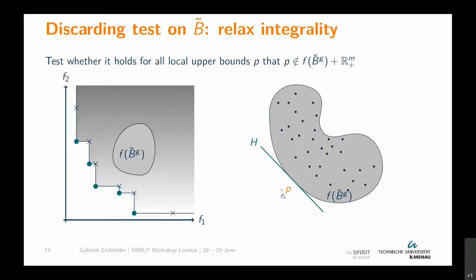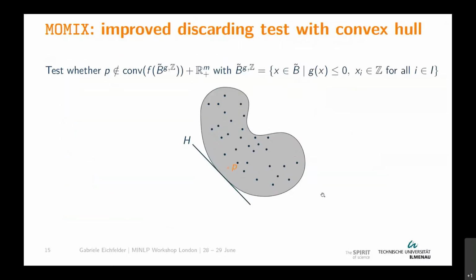We have our local upper bound P, and we check if it's contained or not. For doing that, we have to solve a convex single objective optimization problem. Then we obtain Lagrange multipliers, which deliver to us immediately such a hyperplane here. And in this setting, we could discard our subbox tilde B because it will for sure not contain any efficient solutions. But of course, it could happen that the situation is like this one here.